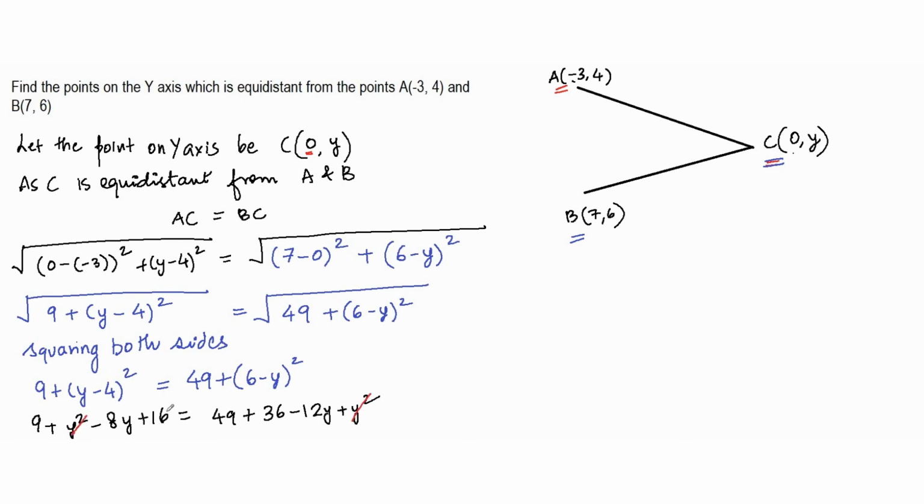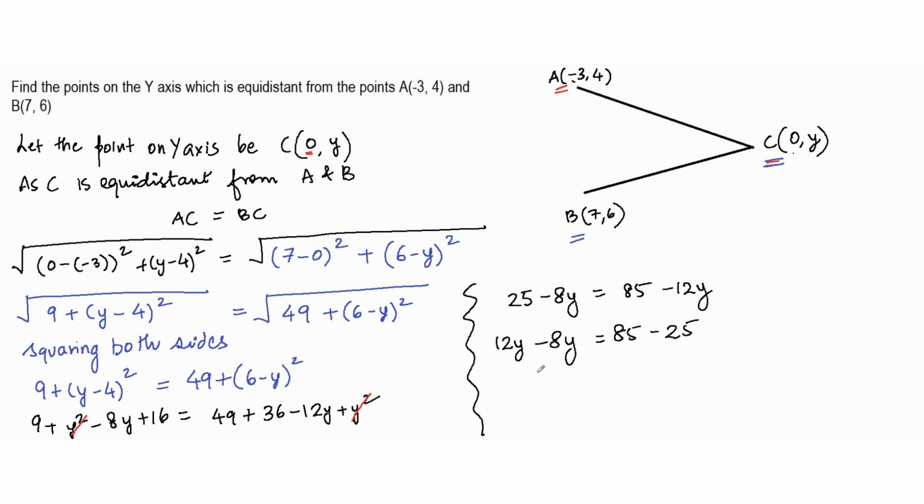So on simplification, 9 plus 16 is 25. So what I get is 25 minus 8y is equal to 49 plus 36 is 85 minus 12y, which means 12y minus 8y, rearranging the terms, grouping all y terms on the left hand side and all constants on the right hand side, I get 4y is equal to 60, which means the value of y is 15.